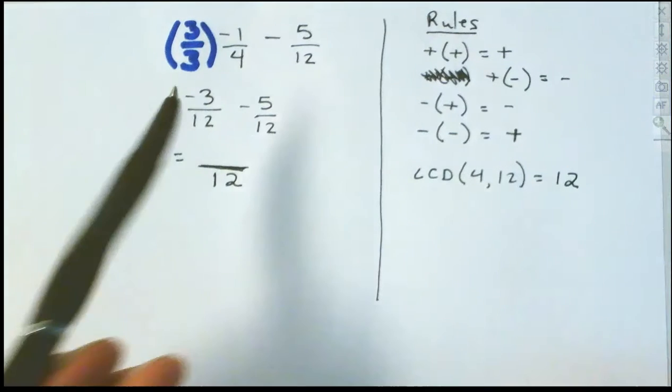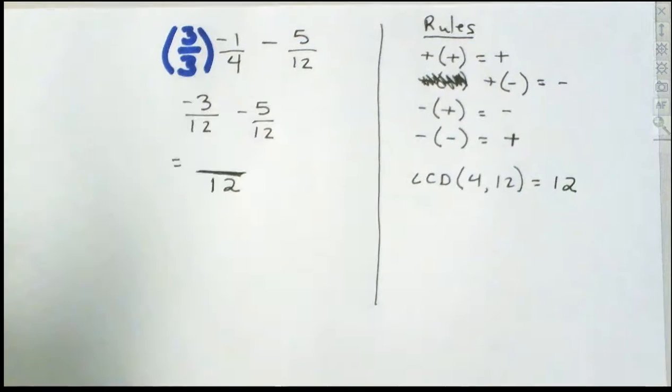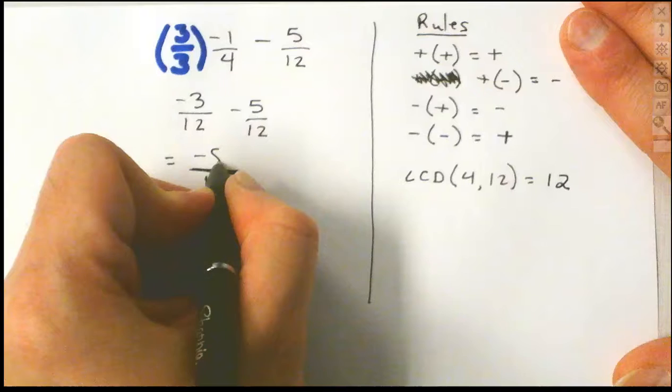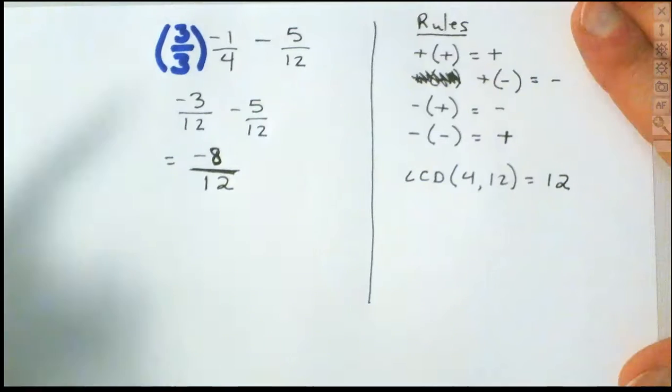Now look at the numerator. You don't worry about that denominator right now. Just look at the numerator. What do we have? Minus 3 minus 5. That makes it a minus what? Minus 8. Always reduce if you can.